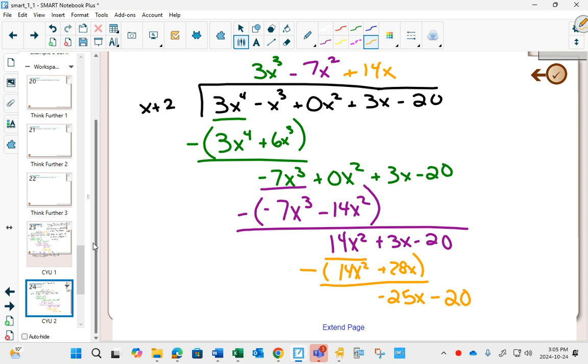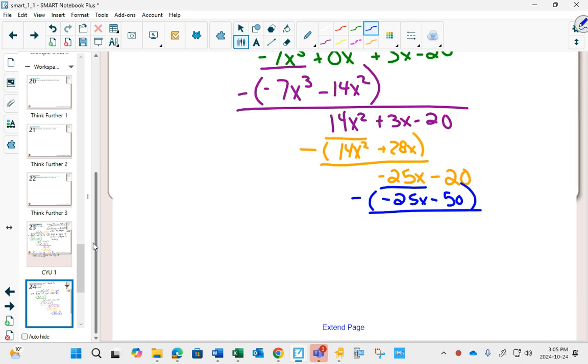What color did I choose after orange? Blue. I've been using the blue pen the whole time and haven't done any blue. So let's do blue. Negative 25 times x, negative 25x. And negative 25 times 2, negative 50. And subtract. Positive 30. That's your remainder.